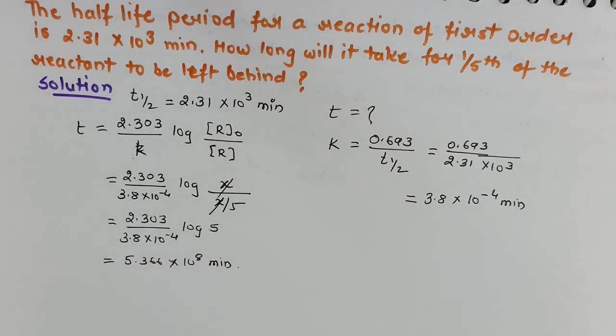So this is how we can solve the numericals which have a correlation between the half-life time and the rate constant for zero order as well as for first order reactions.